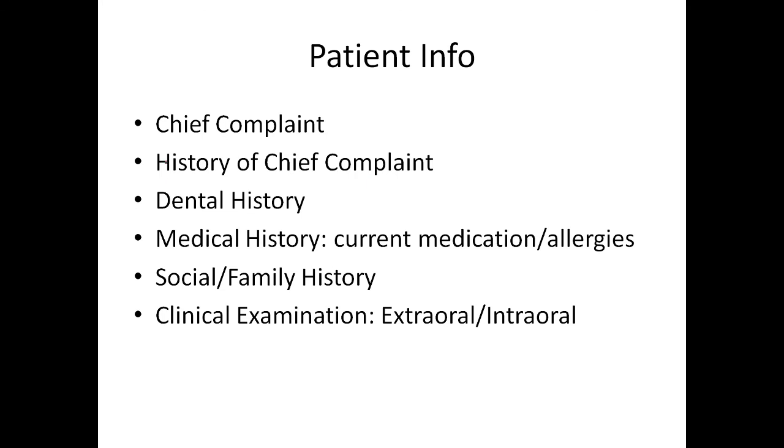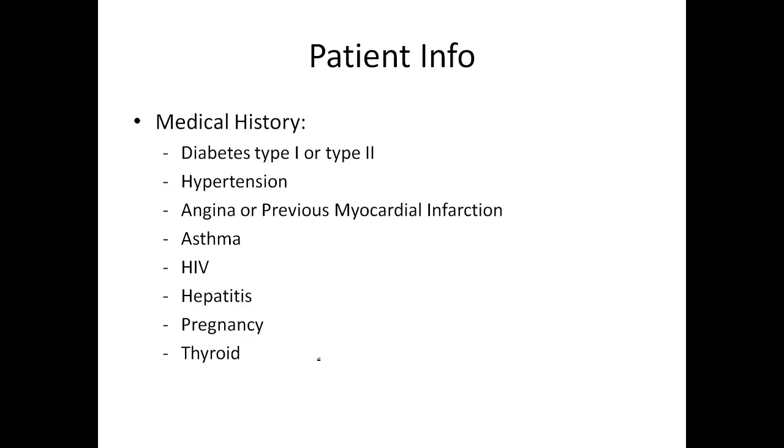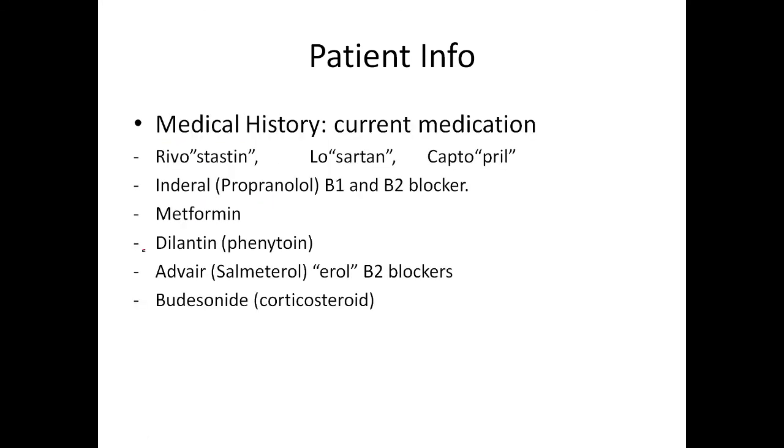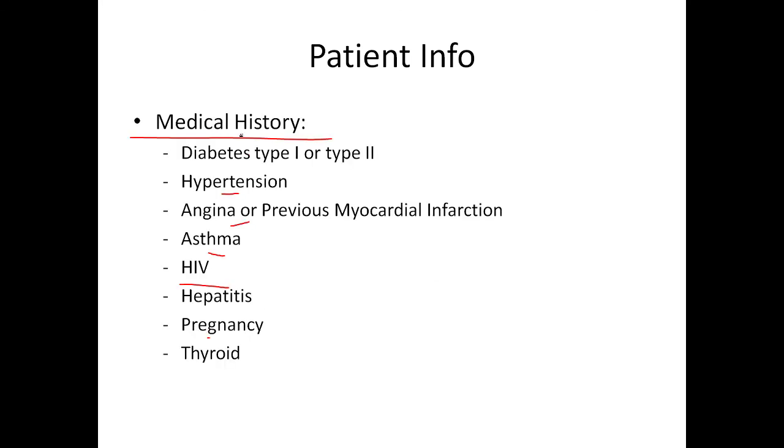Again, we have the chief complaint, history of chief complaint, dental history, medical history, which means what medications they're on, the allergies, and we went through all this already. So for example, in the medical history, they could have diabetes. These are common things: hypertension, angina, previous myocardial infarction, asthma. They could be HIV positive. They could have hepatitis, or they could be pregnant, or they could have thyroid problems. So these are all things that you may encounter in the medical history, which we'll talk about in the patient management section. So that's all in the medical history, where they say significant findings.